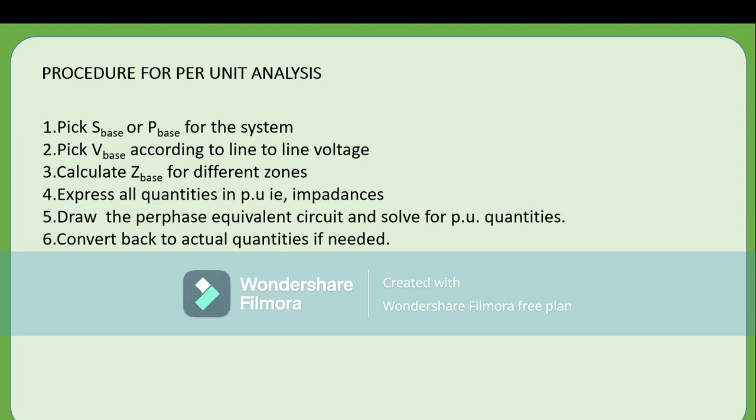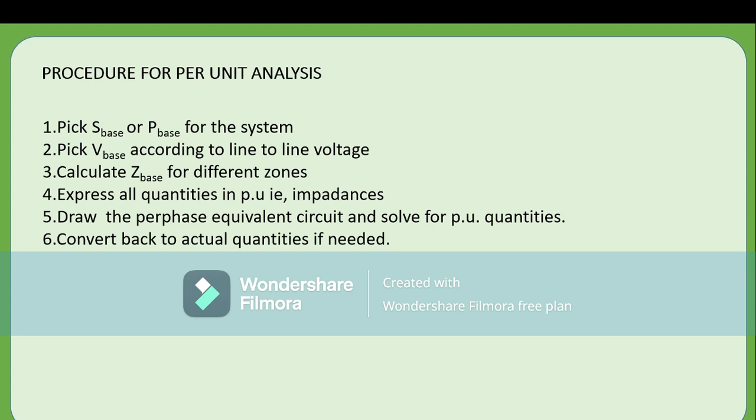We saw in our previous calculation what we did. Your base impedance from this side would also change as the voltage is changing. The only thing that remains constant is the power, but the base impedance would also be changing as the voltage is changing. And here we are telling you base impedance for different zones, because the transformer tends to divide the circuit into zones. Then we have the fourth one, which will express all quantities in per unit impedances.